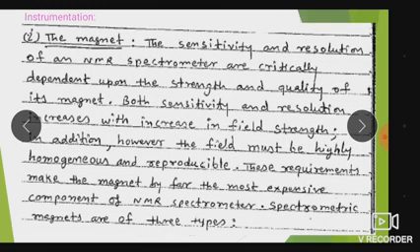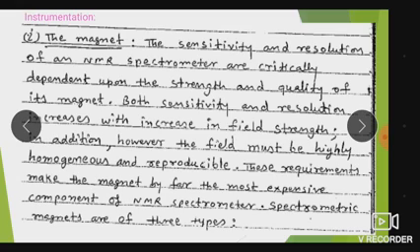The first important part is the magnet. What type of magnet is needed? A high power magnet is required to bring the NMR active species into resonance. The sensitivity and resolution of an NMR spectrometer critically depend upon the strength and quality of its magnet, because the whole working of this instrument depends upon its magnet.